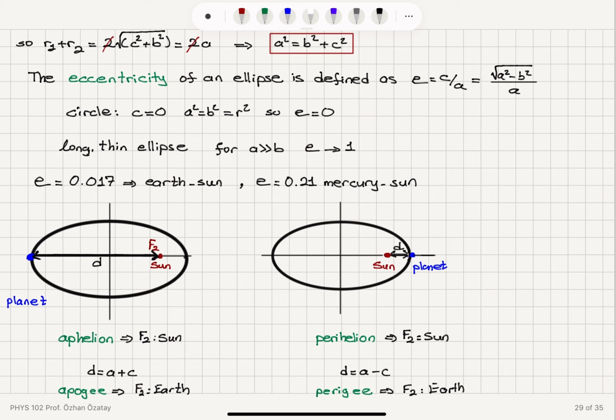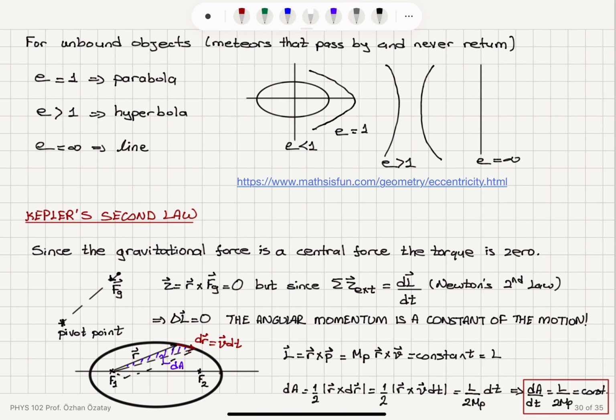So these concepts will appear in some problems, so you should be familiar with them. Ap means farthest, peri means closest. For unbound objects, the other possible eccentricities are: equal to 1 gives us a parabola, greater than 1 turns into a hyperbola, and infinite gives us a straight line.